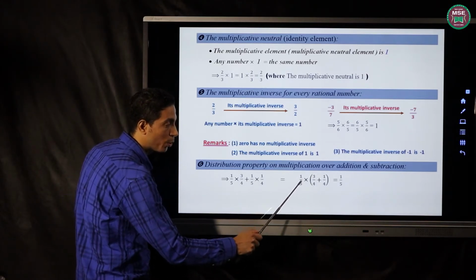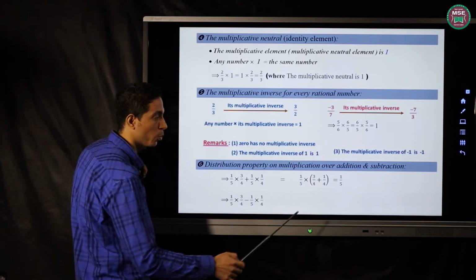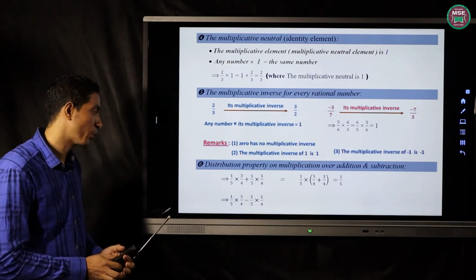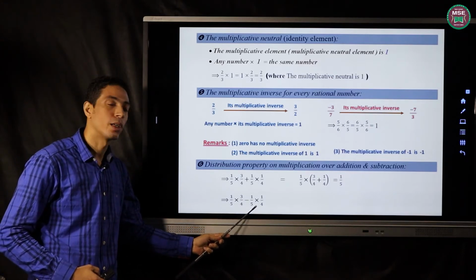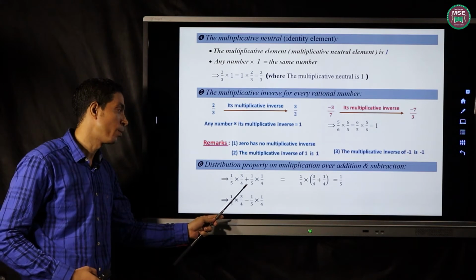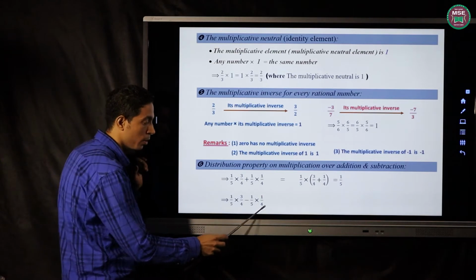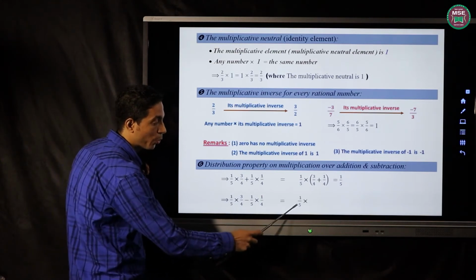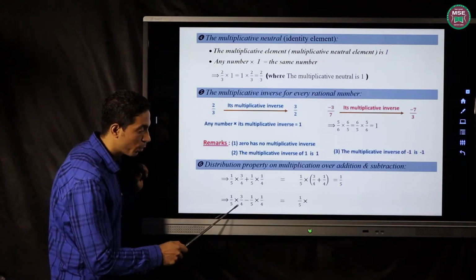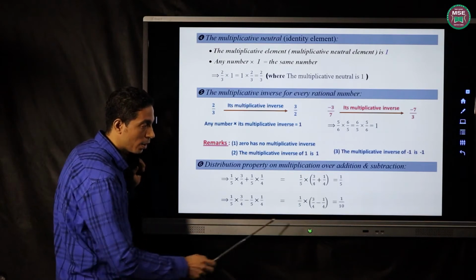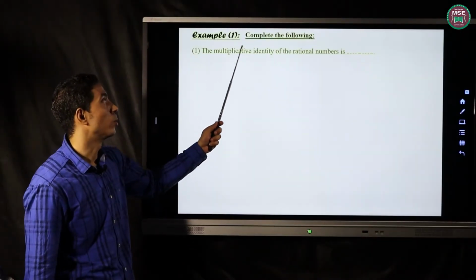The result will equal 1/5 times (3/4 plus 1/4), which equals 4/4, which equals 1. Example 2: 1/5 times 3/4 minus 1/5 times 1/4. It's the same example, but here we have subtraction instead of addition. We take the repeated fraction, which is 1/5, then multiply and open a bracket, and we take 3/4 minus 1/4, and the result will equal 1/10. Example number 1 is complete. Complete the following.